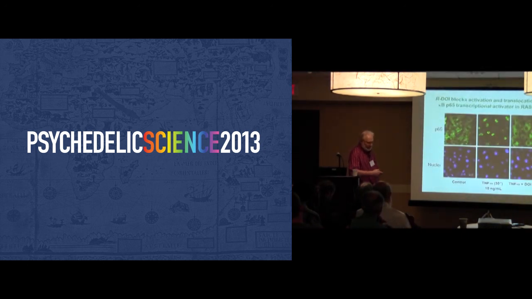And this is actually showing what happened in cells where they were looking at the activation and translocation of NF-kappa-B p65 transcription activator. So when you activate this, the NF-kappa-B goes into the nucleus. And so you see all this diffuse labeling through here, and these nuclei are not staining. After you put in TNF-alpha, it all transfers into the nucleus because it's a transcription factor that turns on transcription of RNA. And so when they put in DOI, you see it blocked that translocation of the transcription factor into the nucleus.